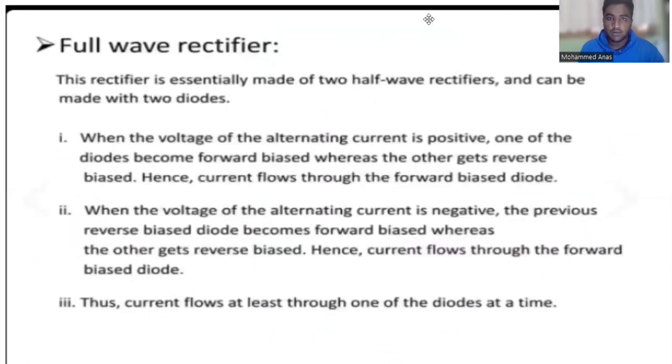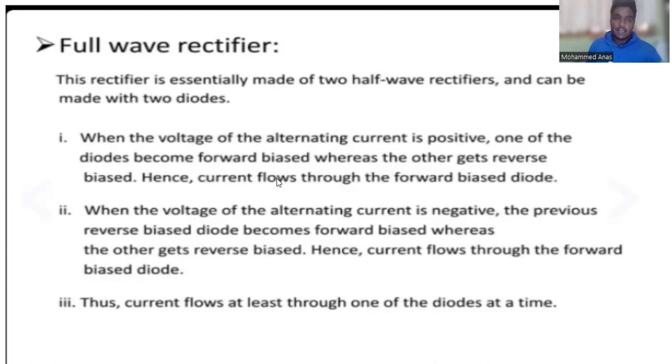Now we are going to learn about the full wave rectifier. This rectifier is essentially made up of two half wave rectifiers and can be made with two diodes. When the voltage of the alternating current is positive, one of the diodes becomes forward biased, while the other gets reverse biased. Hence, current flows through the forward biased diode. When the voltage of the alternating current is negative, the previously reverse biased diode becomes forward biased, while the other gets reverse biased. Hence, current flows through the forward biased diode.